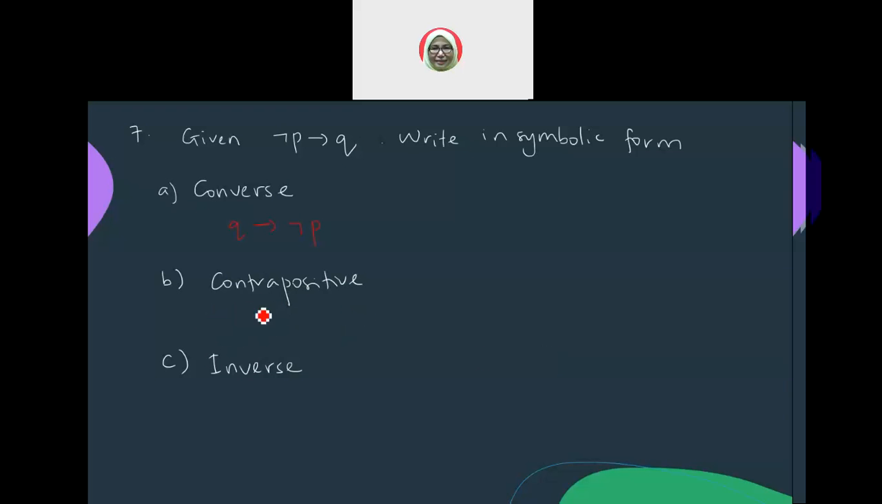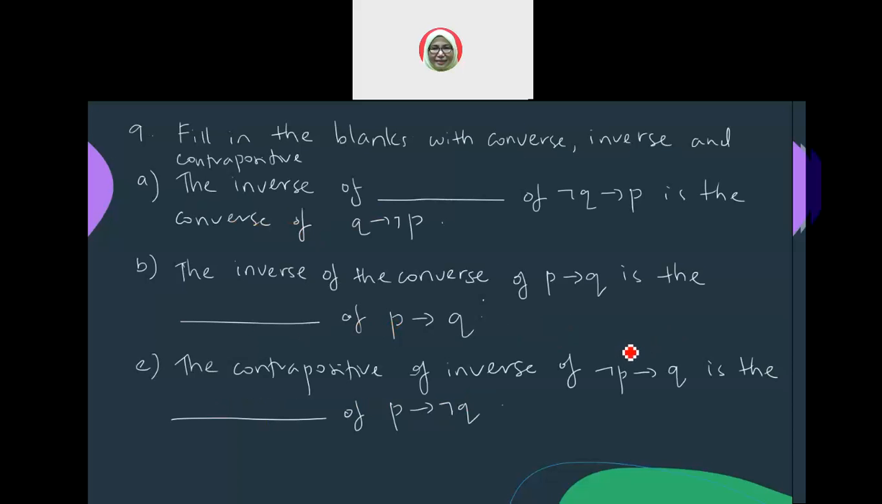Contrapositive: not Q implies not P. In this one, you can simplify to not Q implies P. Inverse: not P implies not Q. This one also you can simplify to P implies not Q. Okay, I hope you understand the solution. So next one, question number 9.